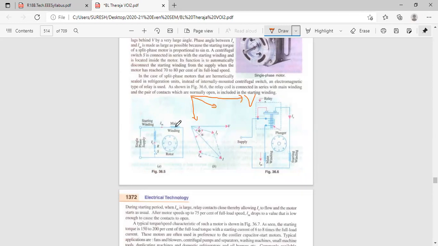Since main winding is having high reactance, it is lagging the voltage by more angle from here. But IS is having low reactance. Since IS is having low reactance, it is lagging by only very little angle. Now construct the parallelogram. Take the parallel line for IM from IS. These two lines are parallel lines. For IM, take the parallel line from IS. For IS, from where you will take the parallel line?